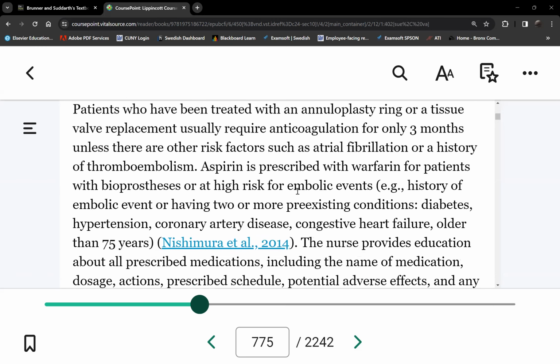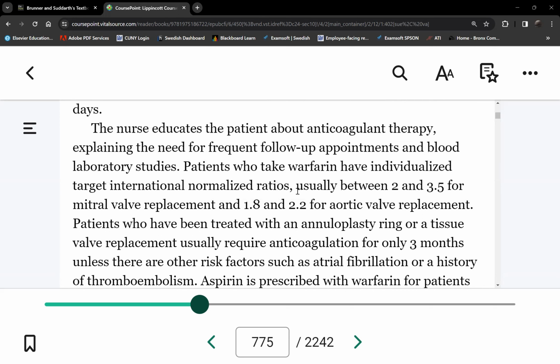Yes, sir. No, I won't go into that detail. I just want you to know which type of valve replacement requires anticoagulation for life. Mechanical or biologic? Mechanical.